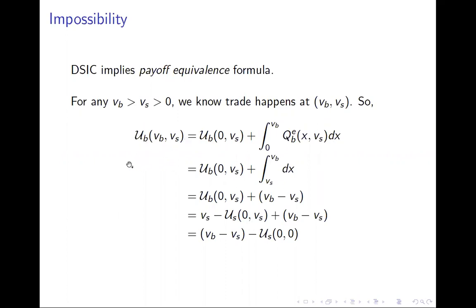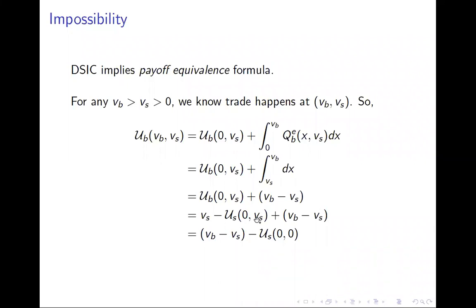And what we see is that UB(VB, VS), the utility of the buyer at this type profile, is equal to UB(0, VS) plus the integral from 0 to VB of QB(x, VS) dx. So this is the allocation probability of the buyer at x given that the seller has type VS. Okay, this can be simplified because, remember, this is the efficient allocation rule. So this is equal to 1 as long as x is greater than or equal to VS, otherwise it's equal to 0. So this integral just boils down to VB minus VS. Okay, so we get UB(VB, VS) is equal to UB(0, VS) plus VB minus VS. So far I have just used that Q is efficient and this payoff equivalence formula to get this.